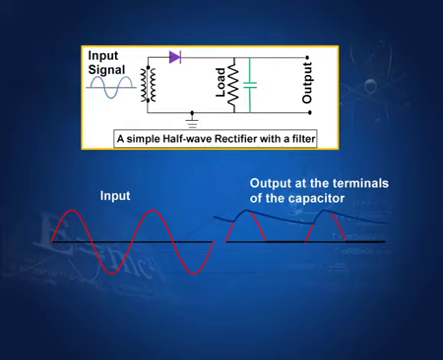So, you can see that if there is a capacitor used in the output circuit, then we get this kind of output, this blue one, not the red one, we get the blue one. But this is still not DC, there is a variation, and this variation is called ripple factor. We shall come to that in a moment.